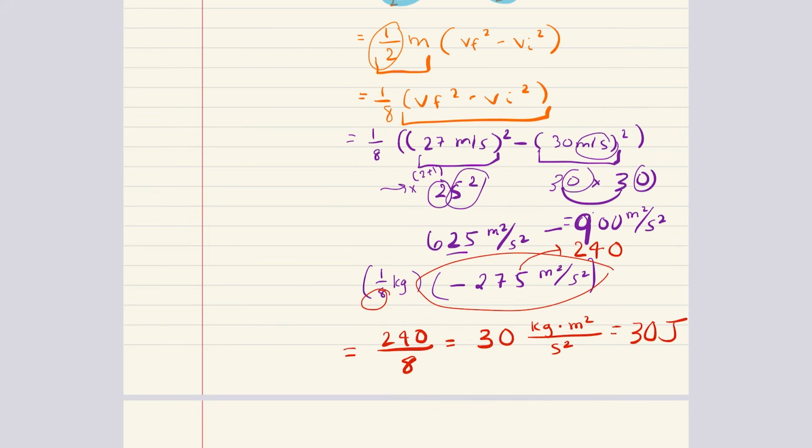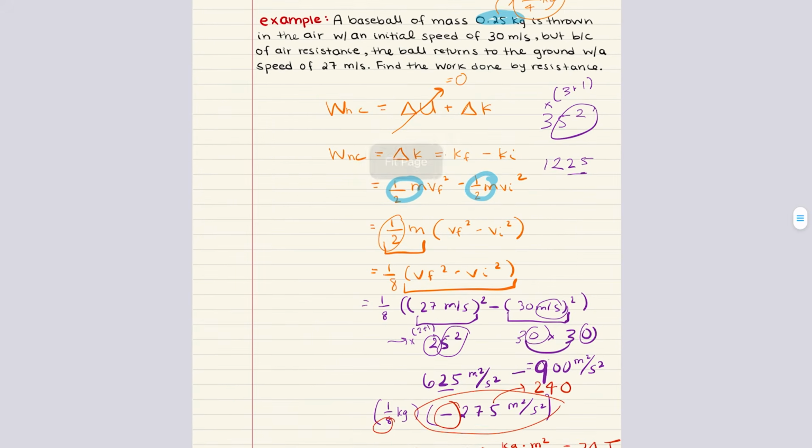All right, now one more thing. Don't forget to carry that negative sign. So this answer is indeed negative 30 joules, and the negative sign in the answer indicates that energy is being dissipated from the system. And with that, we've completed this practice problem.